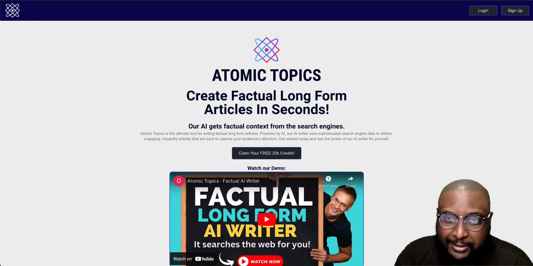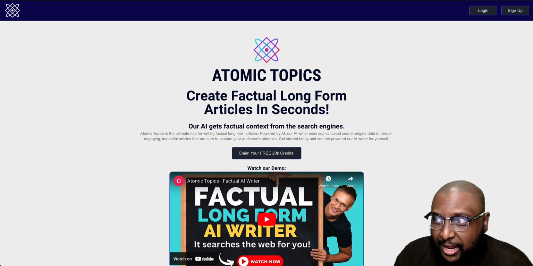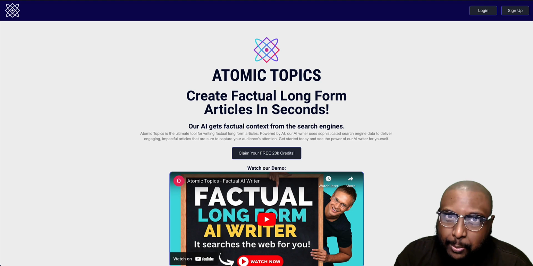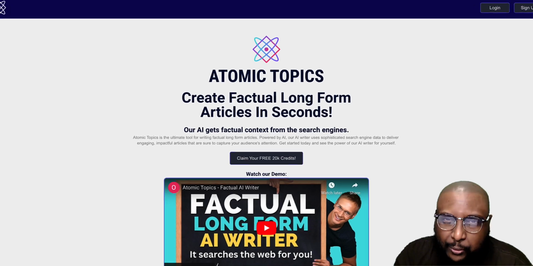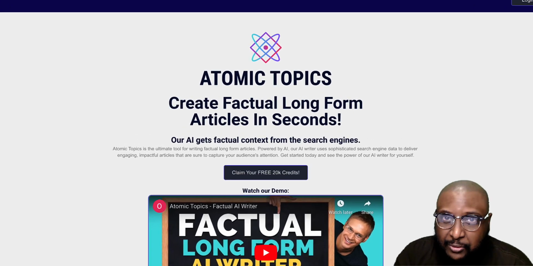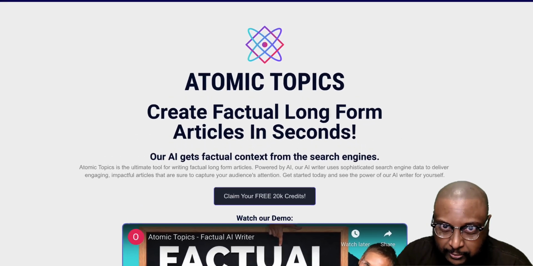Oftentimes, one of the biggest problems with generated articles is that the AI experiences something called hallucination, where it creates made up facts or information in your articles. And oftentimes they're written so well that it's very believable unless you have background knowledge about what the article is talking about. So it's always imperative to do fact checking anytime you use any AI tools.